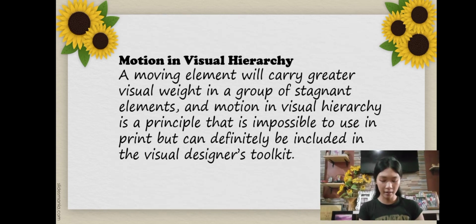And lastly, we have the motion in visual hierarchy. Motion daw ay yung kalimitang ginagamit natin sa UX design bilang clue that can be interacted with. Siya yung element ng visual hierarchy na hindi pwedeng i-print. Siyempre kapag motion, hindi naman napiprint yung motion.